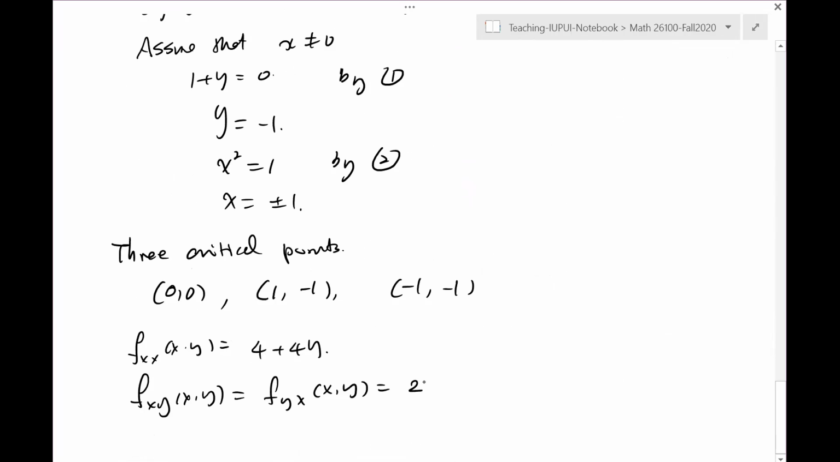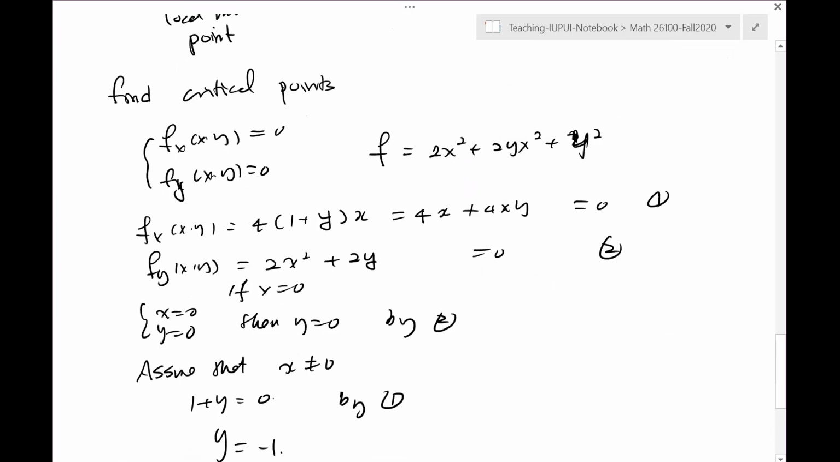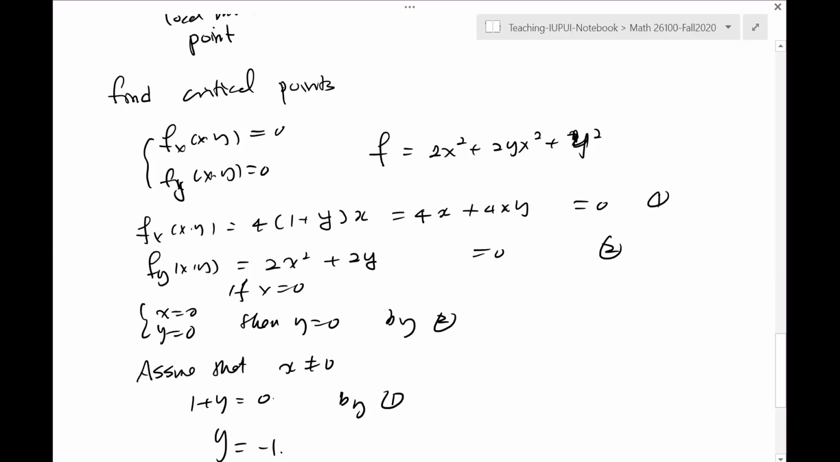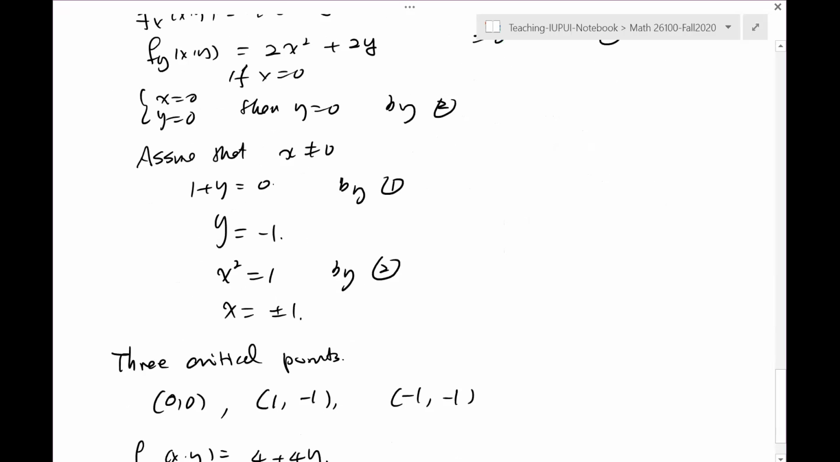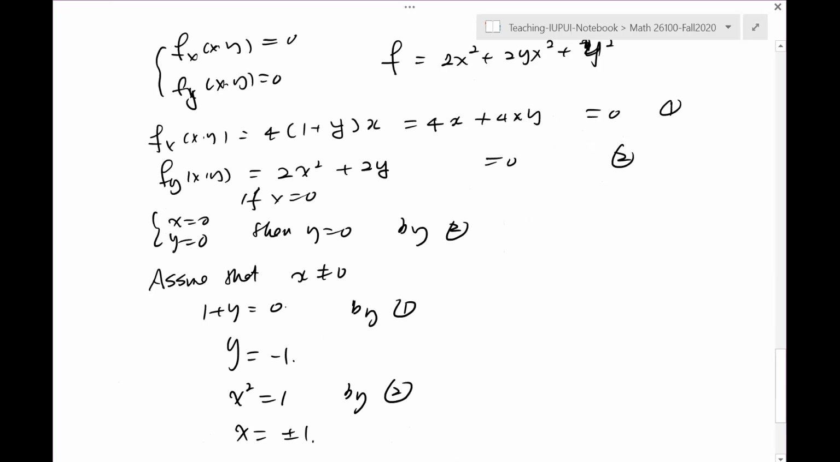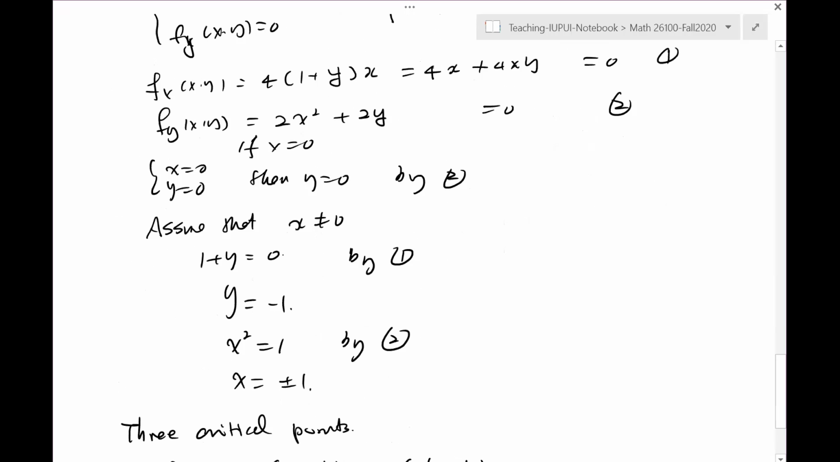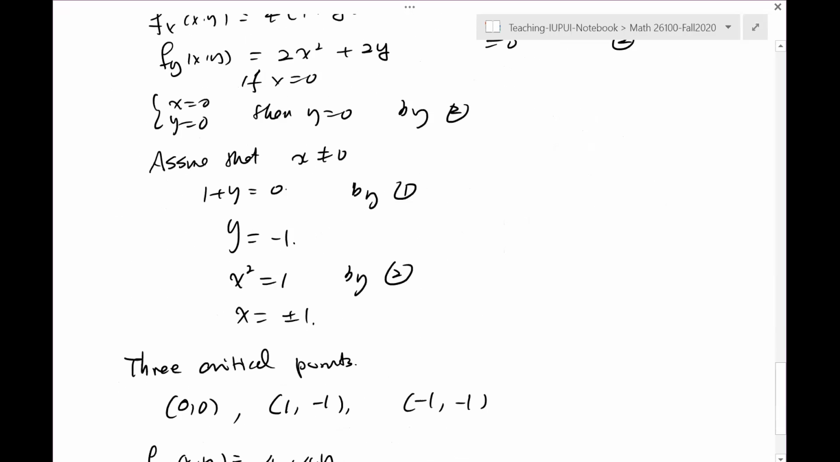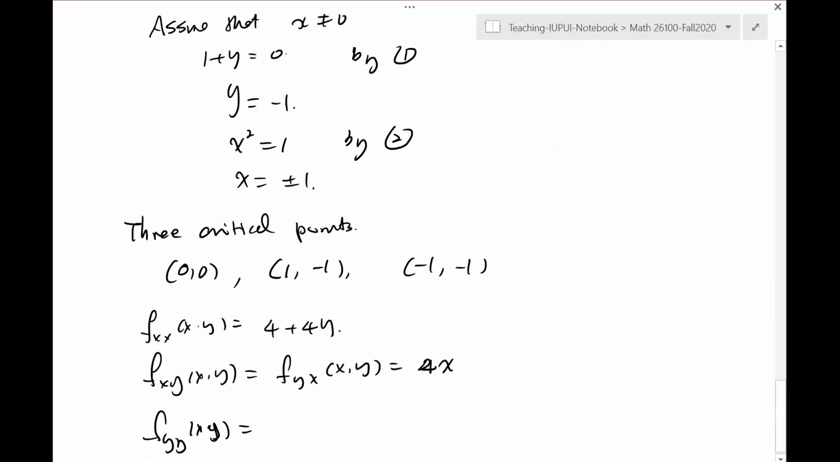When I differentiate with respect to y, I got 4x. Okay, I got 4x, and nothing else, just 4x. Then I differentiate with respect to y again. I got 2. Yeah, I got 2.